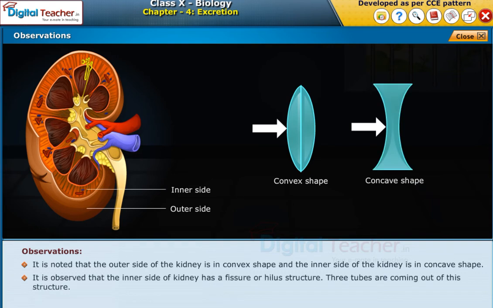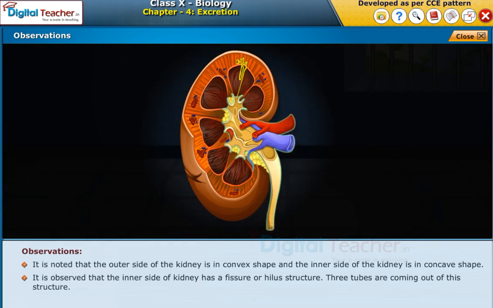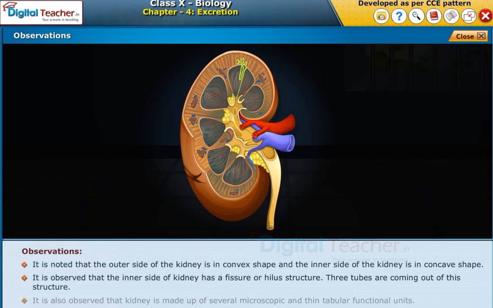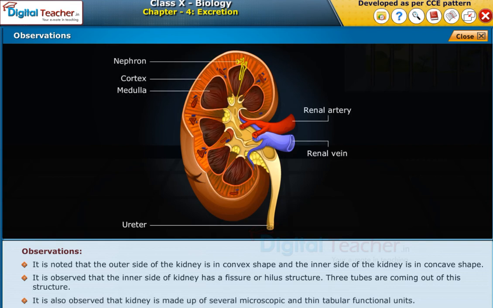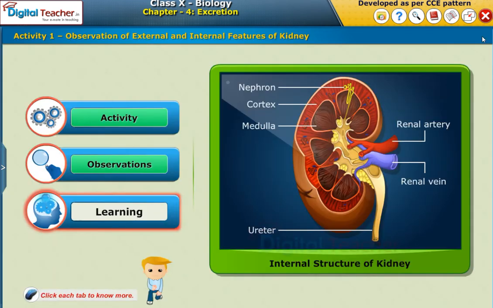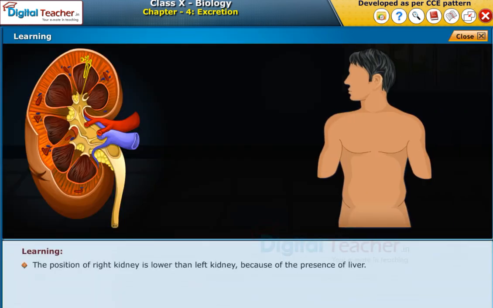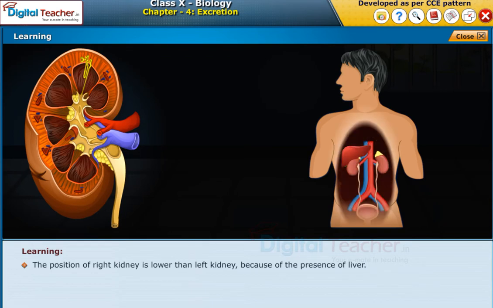It is observed that the inner side of the kidney has a fissure or hillock structure. Three tubes are coming out of this structure. It is also observed that the kidney is made up of several microscopic and thin tubular functional units. The position of the right kidney is lower than the left kidney because of the presence of the liver.